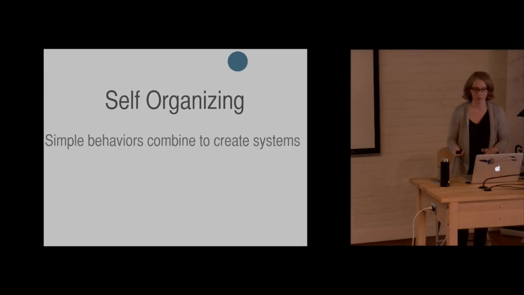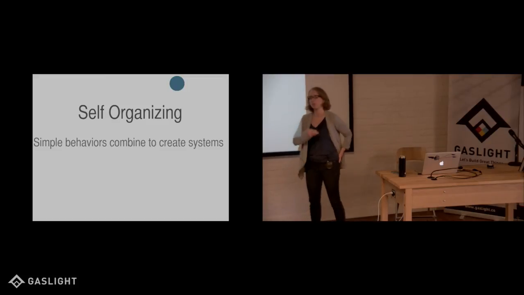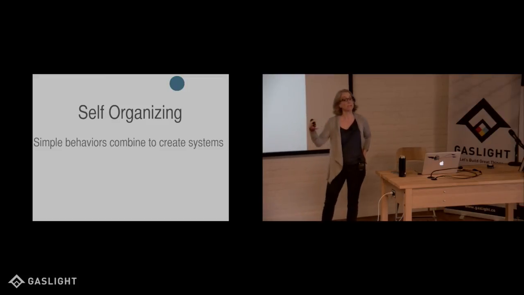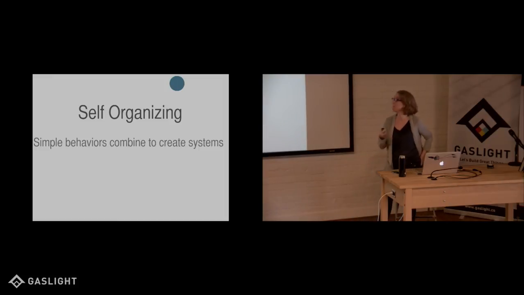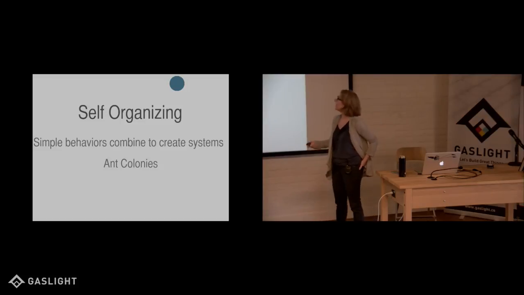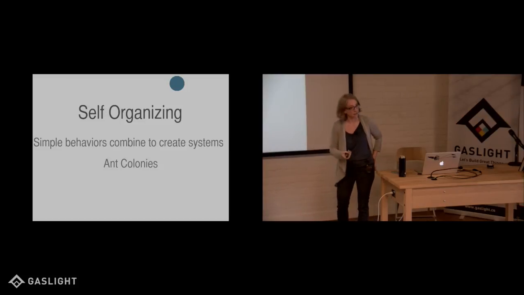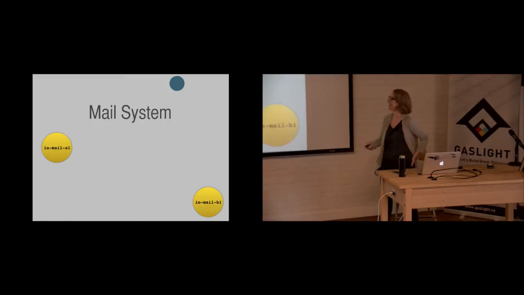All right. So another of the cool properties of these sorts of systems is they can also be self-organizing. When you have these simple behaviors, we can combine them to actually create pretty complex systems. We see this in nature, like ant colonies. Bees are a good example. And the other classic example we all know for self-organizing systems are mail systems. Okay, we will see that.